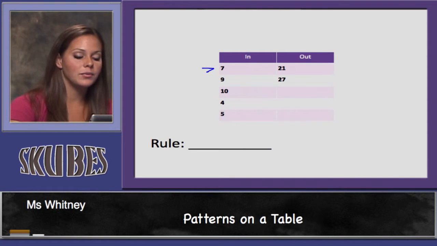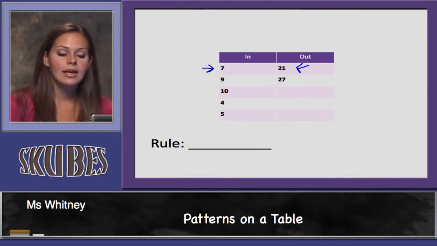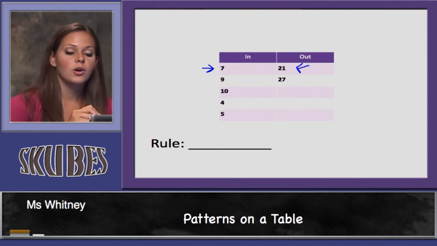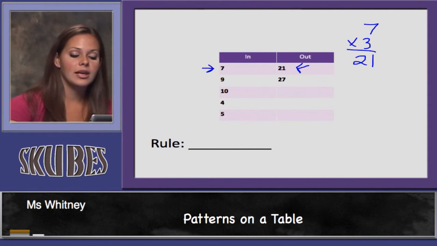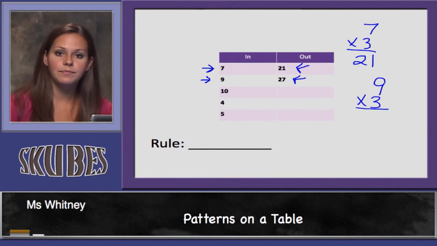In the in column, we have 7. In the out column, we have 21. How do I get from 7 to 21? Well, I know that 7 times 3 equals 21. So let's go down to the next row and multiply 9 times 3 and see if we get 27.